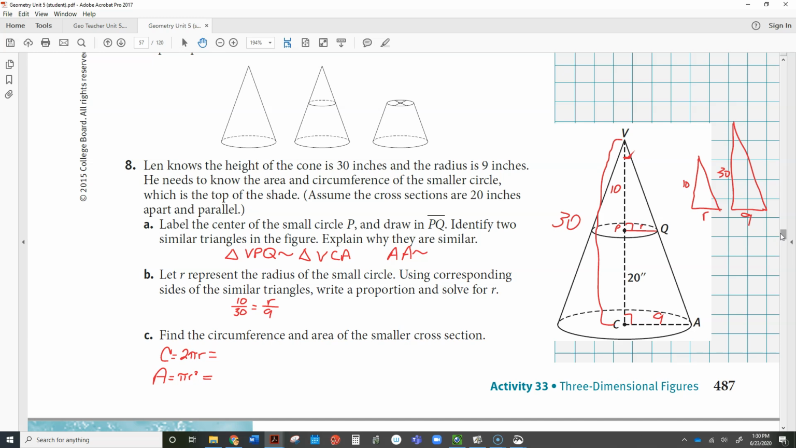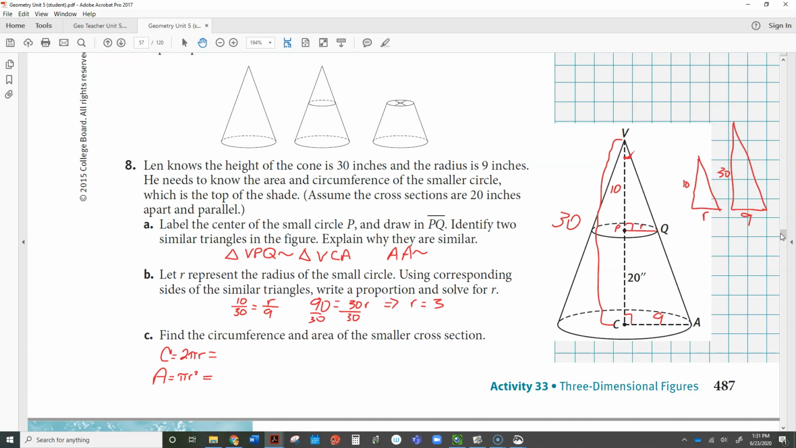So I said 10 compared to 30, so the short side right here compared to this, or the leg of the small right triangle compared to the leg of the big right triangle is equal to the radius of the small triangle compared to the radius of the big. Notice I put both of the small pieces of information on top, the big pieces on bottom. I could have flipped them upside down, but you just have to be consistent. So I'm going to cross multiply, and I'm going to get 90 equals 30R, and then I'm going to solve that. Divide both sides by 30, and R is going to be equal to 3. So that means that the radius right here is 3.